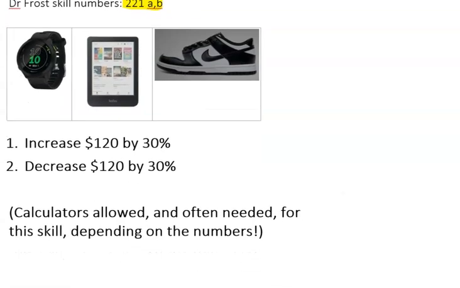So the first couple of examples we're going to do in here are ones that some of you might have figured out how to do at primary school, right? So we're going to learn how to increase $120 by 30% and how to decrease $120 by 30%. I'm going to do that the old way first, and then I'm going to teach you how we can do that more quickly using a multiplier.